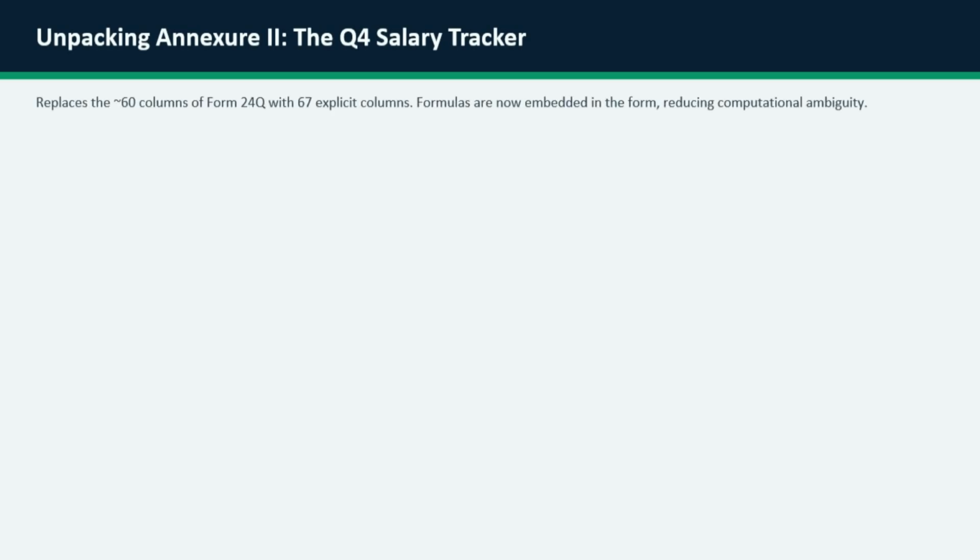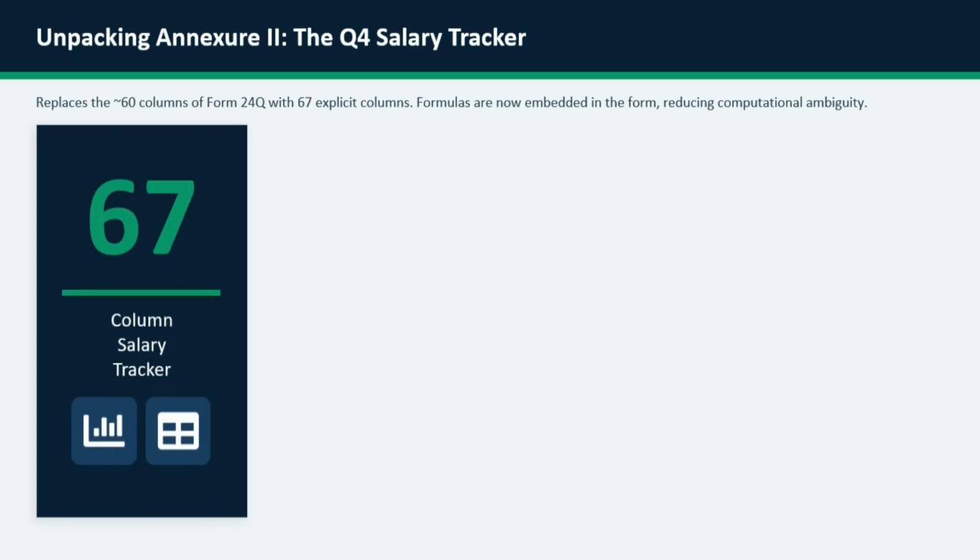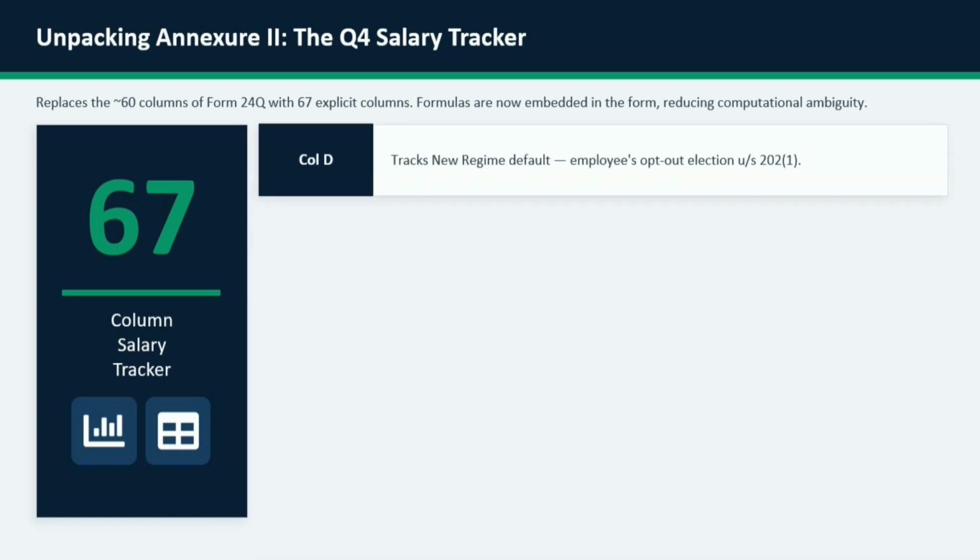Annexure II represents one of the most significant upgrades in the new Form 138 framework. Instead of relying on broad and sometimes ambiguous reporting fields, the new structure introduces a detailed 67-column salary tracker designed for greater accuracy and transparency. Each column now captures a specific compliance element. For example, Column D tracks whether an employee has opted out under Section 202(1), helping monitor the default tax regime selection.